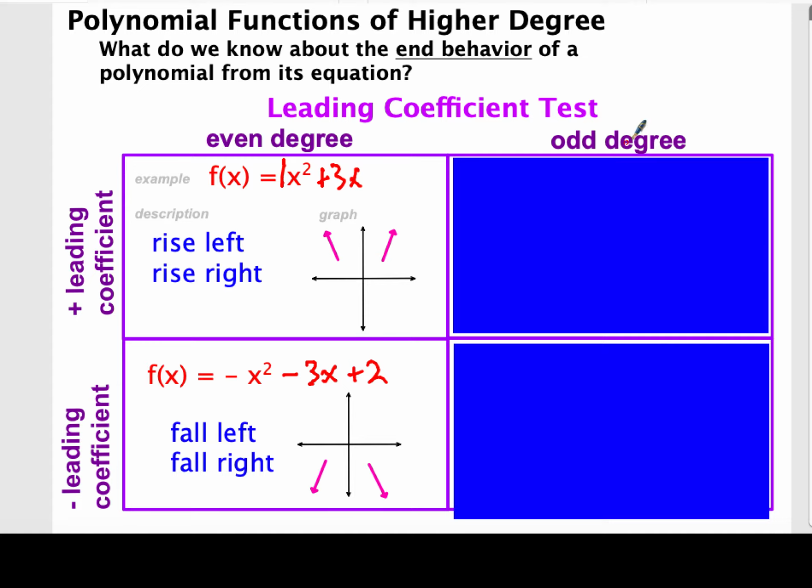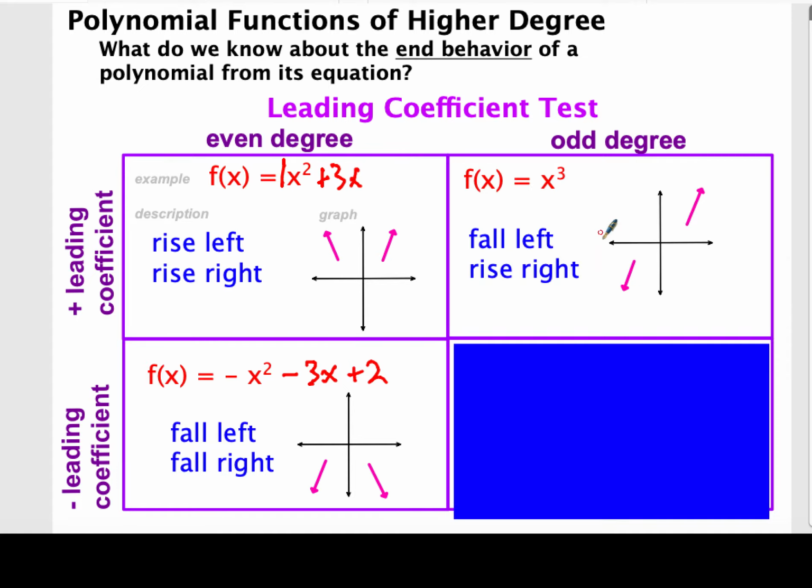Well, again, what happens if we have an odd degree? Well, what about something like x to the third, or x to the fifth, or seventh, or even x to the first? Well, think 1x to the first, or 1x to the third, we're going to fall to the left, we're going to rise to the right. It's almost like having a positive slope. Again, if we had just x to the first up here, we would have a rising slope from left to right. We would be increasing the whole time. Okay?